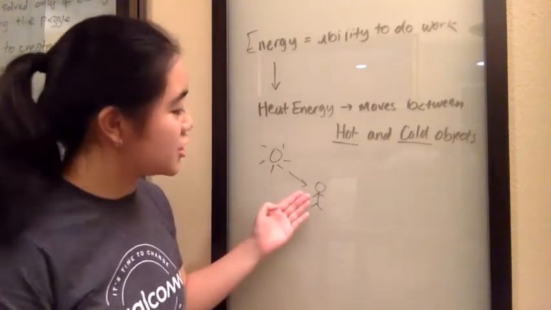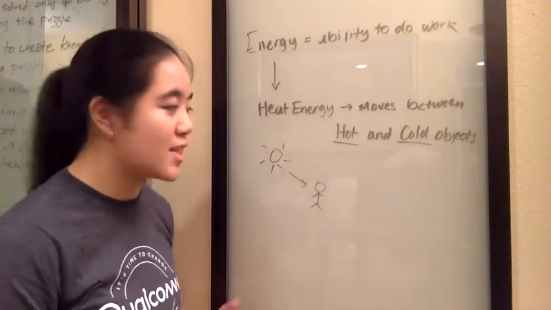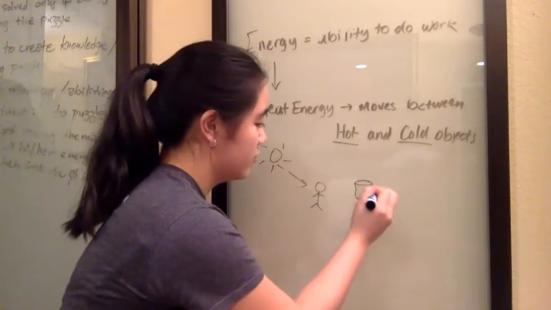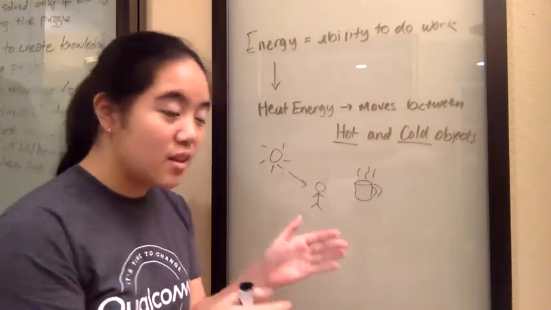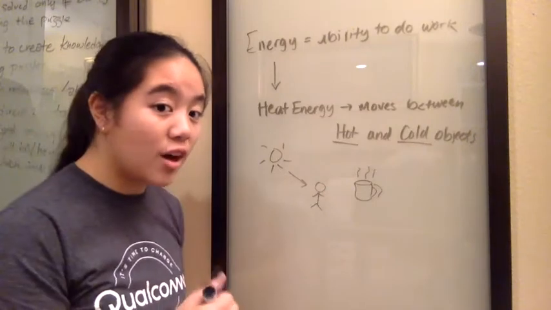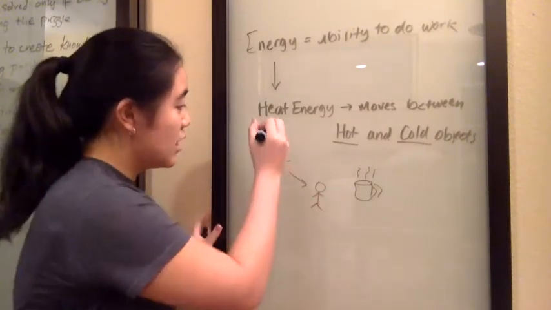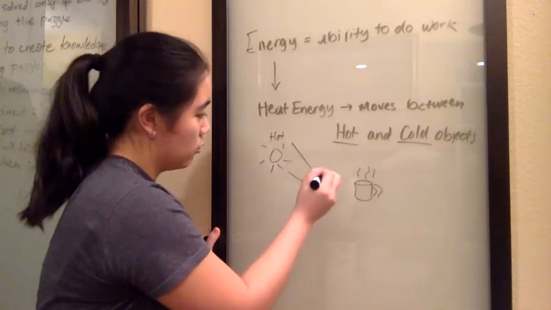So that's heat energy. You can also see it when you eat food. Say you're holding a mug of hot chocolate. It's really hot, right? So when you touch it, the hot chocolate, which is hotter than you, will give you heat energy. So it goes from hot objects to cold objects.